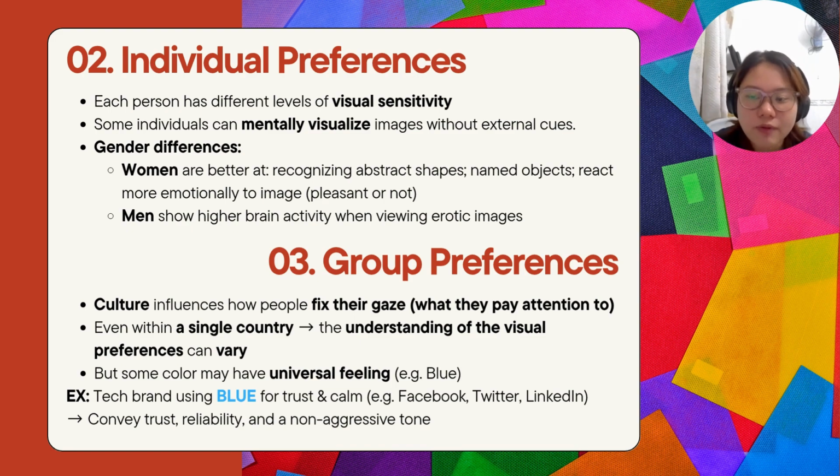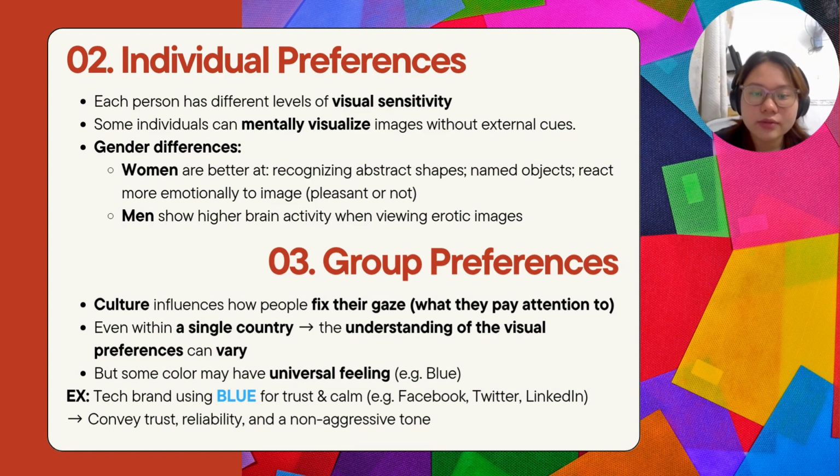The third one is about group preference. In this part, we will discuss how each social group or culture has a different view of vision. Culture will influence how people fix their gaze, and the first thing is what they pay attention to. In Southeast Asia, people focus more on the relationship between the background and the main object, while Westerners tend to focus more directly on the main object itself.